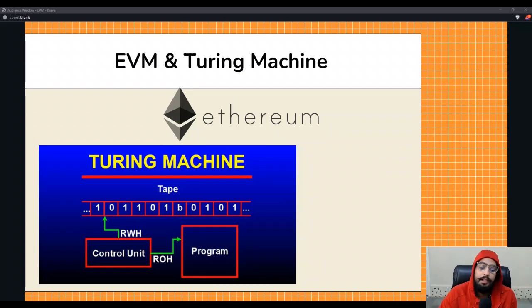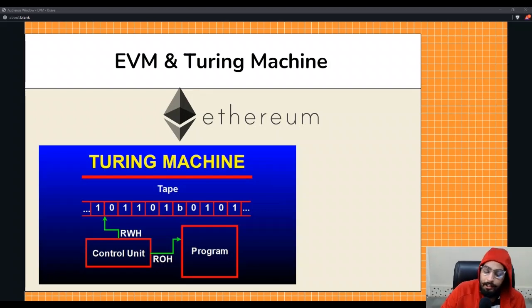People say that Ethereum is Turing complete because it can execute any program that a Turing complete machine can run, while reading and writing smart contract and memory. But Ethereum is technically not Turing complete, it is quasi-Turing complete.